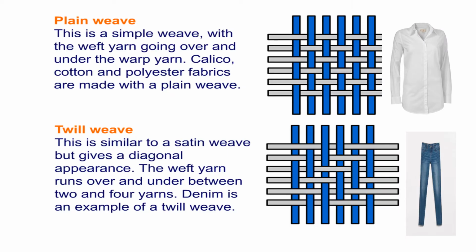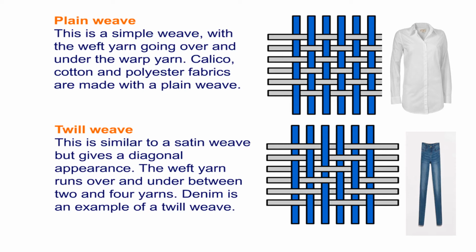For in-depth textiles, you need to know about the different construction methods, their names, and what fabrics or garments they will be suitable for. The first example is a plain weave. This is a simple weave with the weft yarn going over and under the warp yarn. If you are unsure of these two words, let's have a look now.